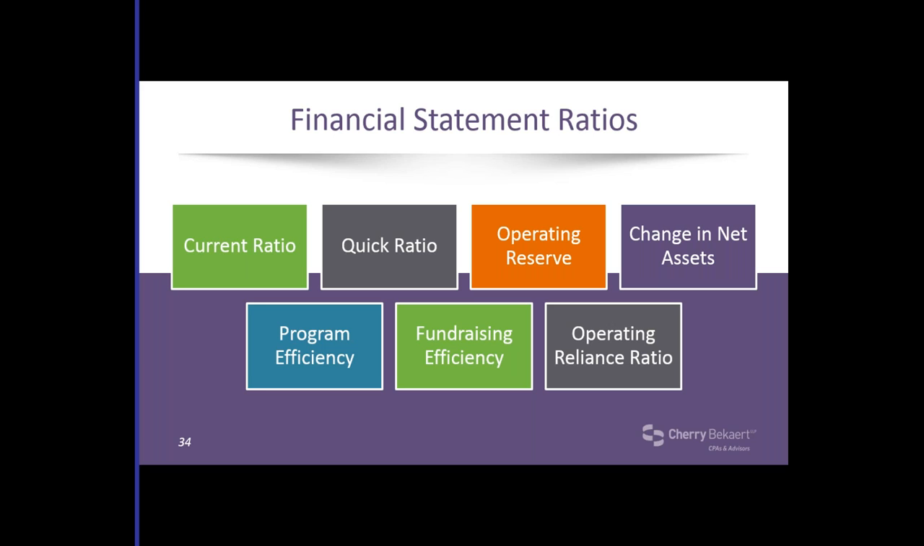So the first one is the current ratio, and that just indicates an organization's ability to meet short-term financial obligations by comparing the current assets to the current liabilities. A current ratio of at least 1 or greater is preferable, but that's just a general rule of thumb, so that may be different from organization to organization.